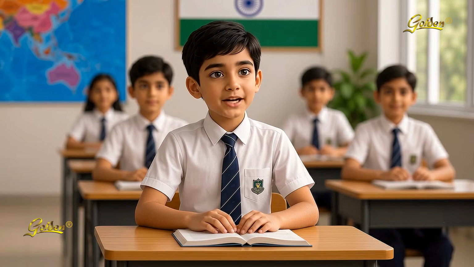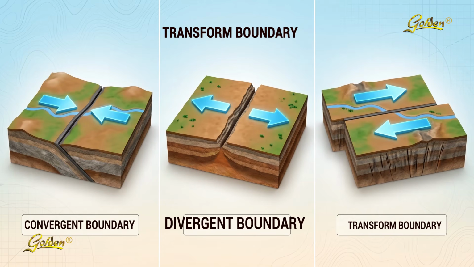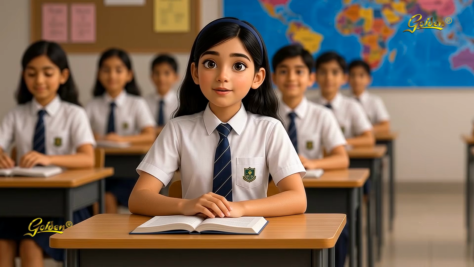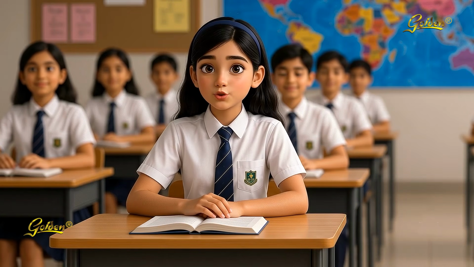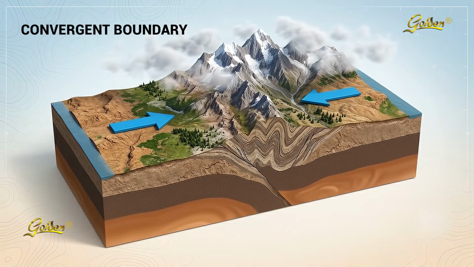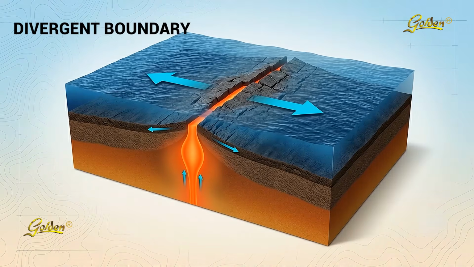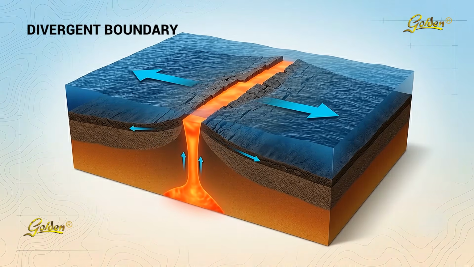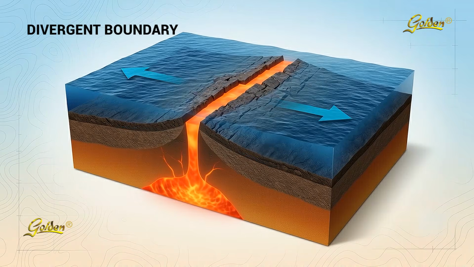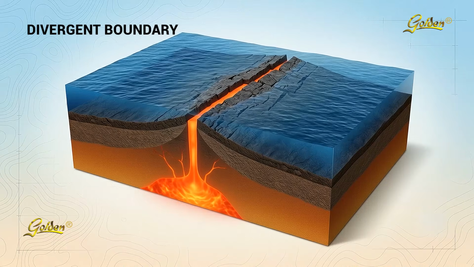Ma'am, how many types of plate boundaries are there? There are three main types of plate boundaries, namely convergent boundary, divergent boundary, and transform boundary. Ma'am, could you please explain these boundaries to us in detail? Sure, Ananya. At a convergent boundary, two plates move towards each other and they collide to form fold mountains like the Himalayas. A divergent boundary is the place where two plates move away from each other and magma rises to fill the gap, creating new crust, like the underwater mid-Atlantic ridge.